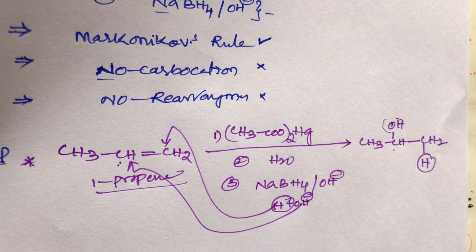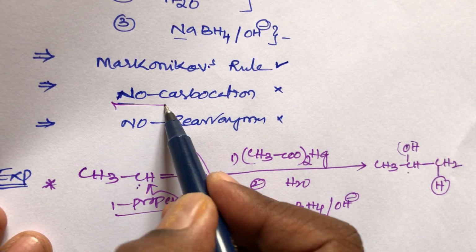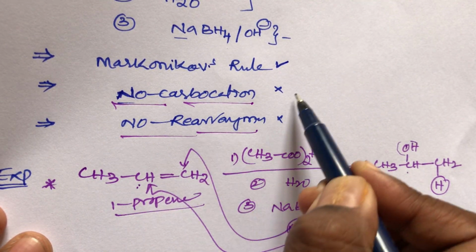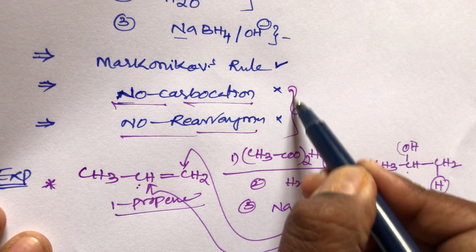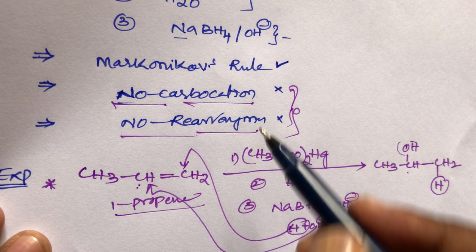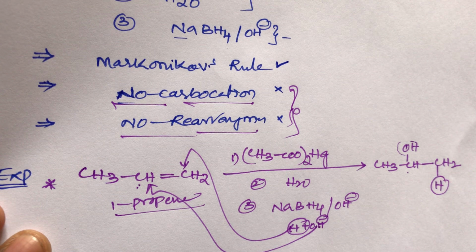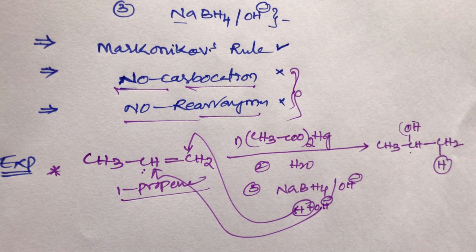But here in this oxymercuration, demercuration, there is no formation of carbocation, no rearrangement. These two are absent. But in the Markovnikov rule, carbocation is formed and rearrangement is also possible. This is a simple trick, student. This is the oxymercuration and demercuration, student.